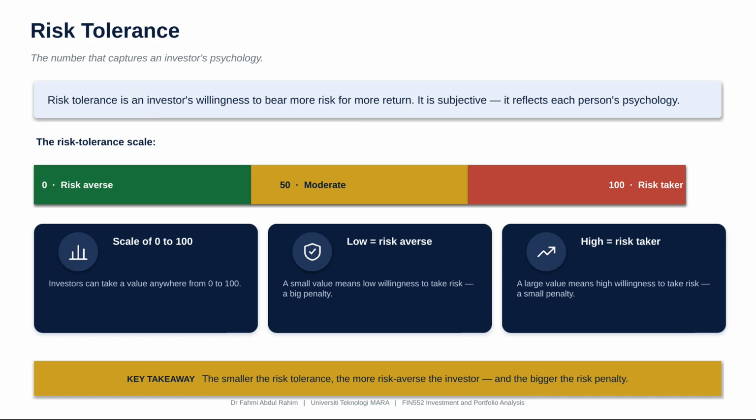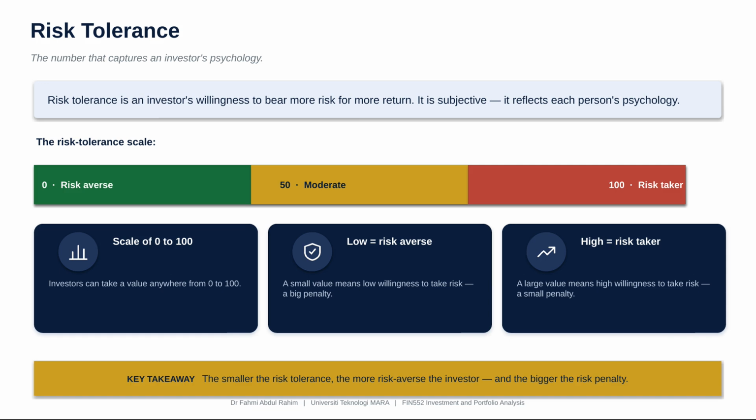We measure it on a scale, shown by the colored bar, running from 0 to 100. At the far left, near 0, you are risk averse. Colored green for safe, you strongly dislike risk. In the middle, around 50, you are moderate. And at the far right, near 100, colored red, you are a risk taker, happy to embrace risk for the chance of higher returns. The three cards summarize it.